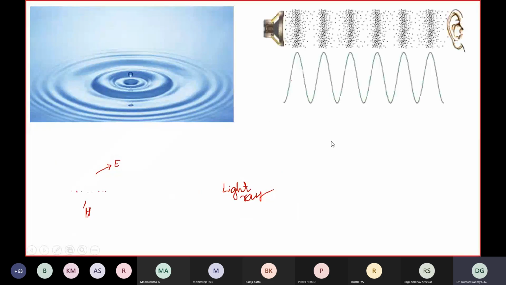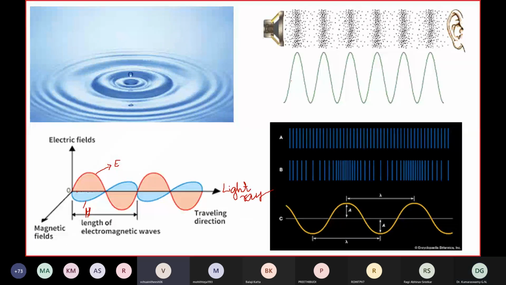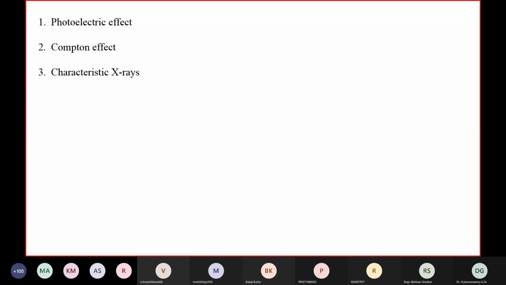Yes, sir. Yeah, fine. So now these three things, I don't know whether you have studied these three or not. At least two, you should be aware of these two. Photoelectric effect and characteristic X-rays, you should be knowing, right?